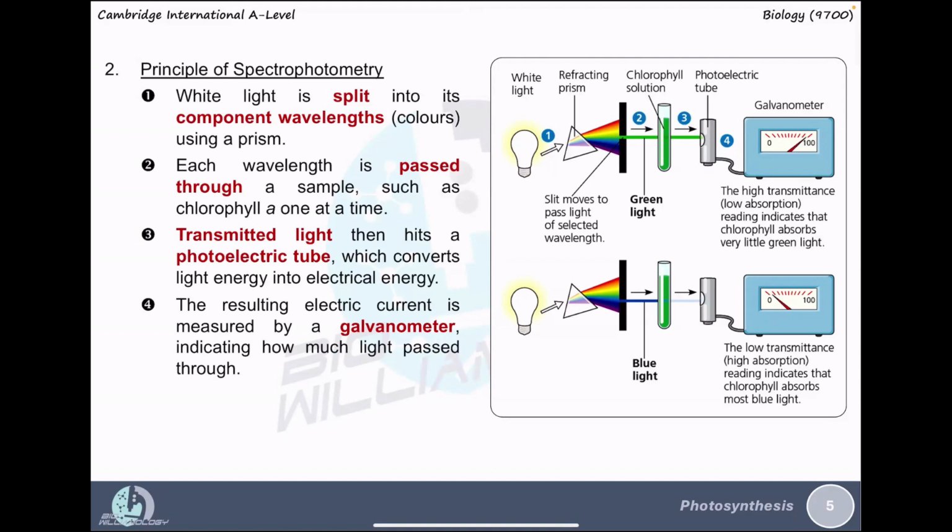But for us, we want to know the absorption. Therefore, we can calculate the light absorbed by the pigment by using the value indicated by the galvanometer here. For example, we assume that 100% of the light arrives at the chlorophyll solution, and at the end, the galvanometer shows 98% transmission. So basically 2% of light is absorbed.